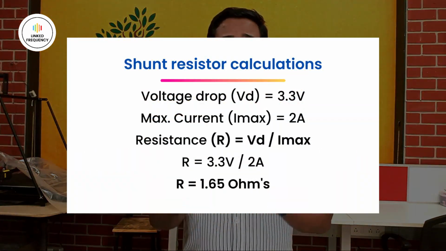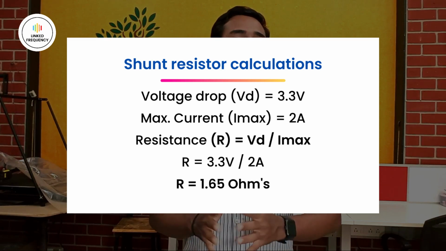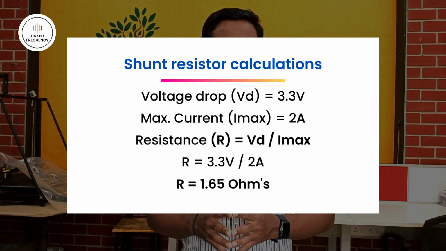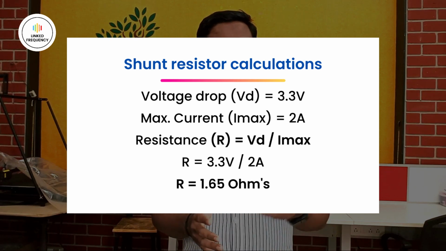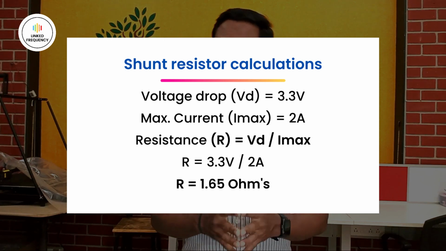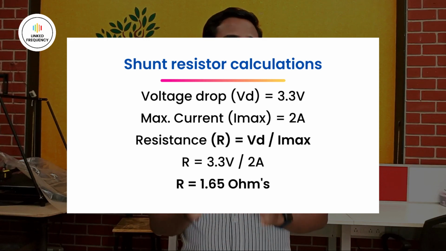If I consider the same microcontroller with the ADC pin which has a capacity of 3.3 volt at the maximum, and then I use Ohm's law to calculate the resistance based on the maximum current of 2 ampere, with the voltage drop across that resistor being 3.3 volt or less, then the resistance value comes down to 1.65 ohms. Very weird, right? But yes, that is how it is.